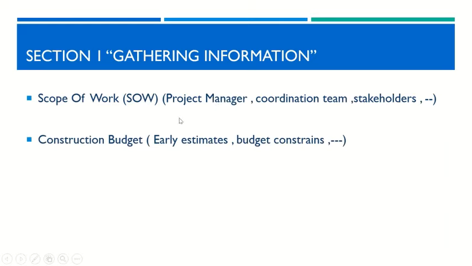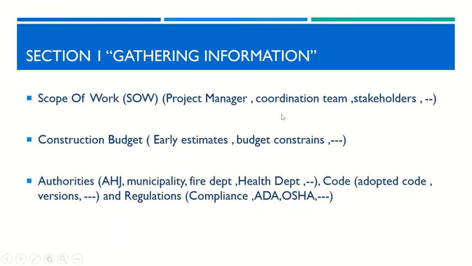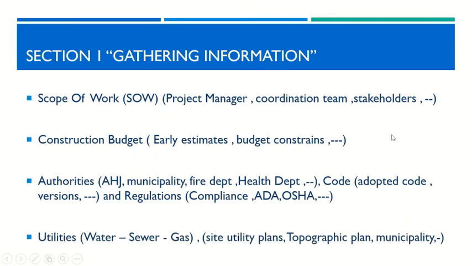Then we talk about construction budget, type of estimate, early estimate or later estimates, and some constraints in the budget. And we'll talk about authority, like AHJ, municipality, fire department, health departments, and we'll take the difference between code, standard, and regulation. Also, we'll explain what is meant by utilities like water, sewer, gas, what is meant by site utility plans, topographic plan, and municipality.